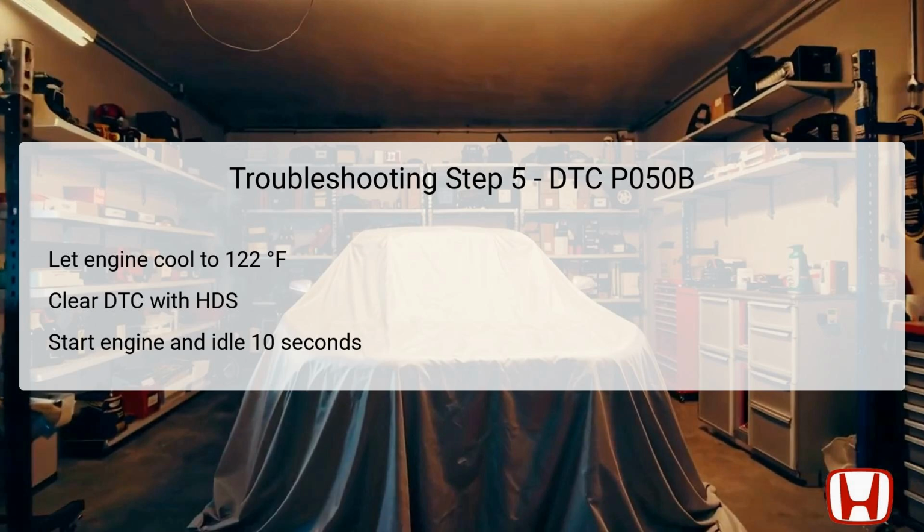The fifth troubleshooting step involves verifying that the engine has cooled down to 122 degrees Fahrenheit, 50 degrees Celsius, or less before proceeding. This ensures that accurate and reliable testing conditions are met. Once cooled, use the HDS to clear the DTC P050B from the system. After clearing, start the engine and let it idle for a minimum of 10 seconds, observing the OBD status. This allows the system to reevaluate conditions and check for the persistence of the DTC.